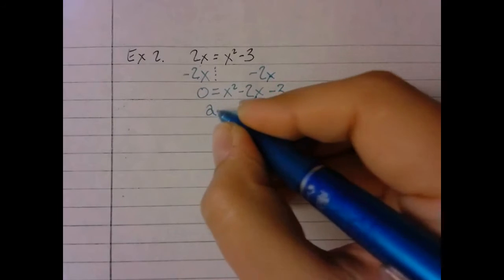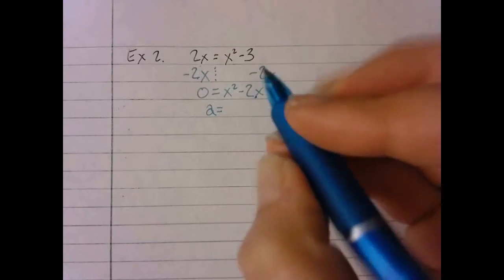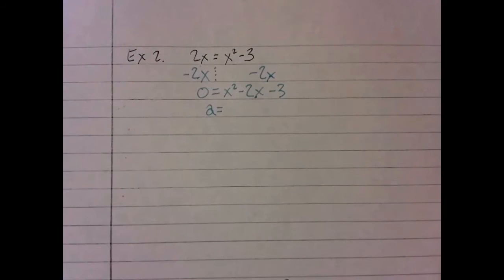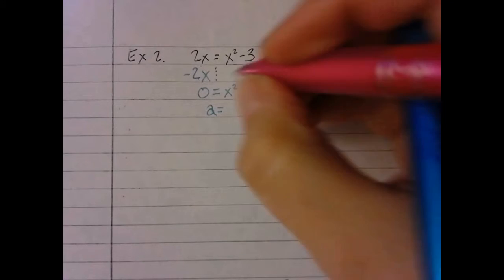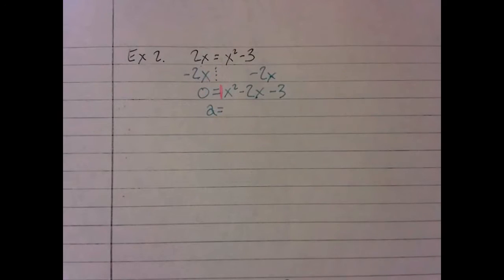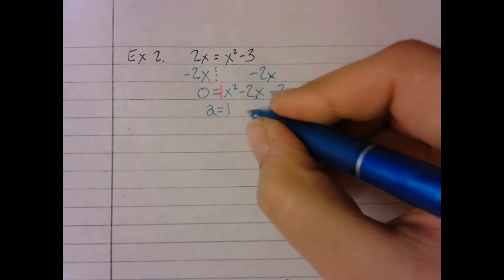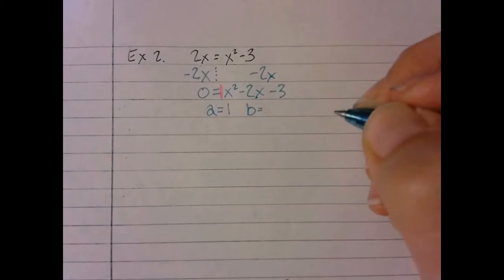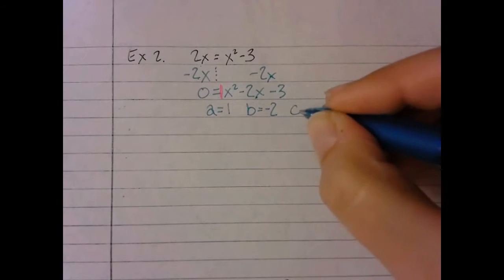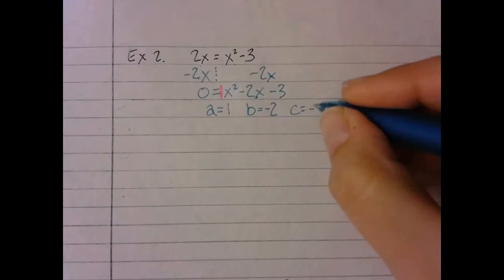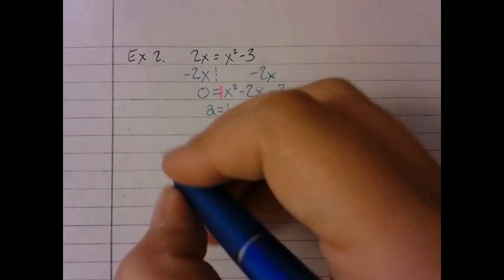So we got to figure out what a, b, and c are. Uh-oh, there's no number in front of x squared. What's a? Oh, silly Stratman. There's a 1 hiding there, so a is 1. B is our coefficient in front of x, which is negative 2, and c is negative 3. Okay, now we can look at our discriminant.